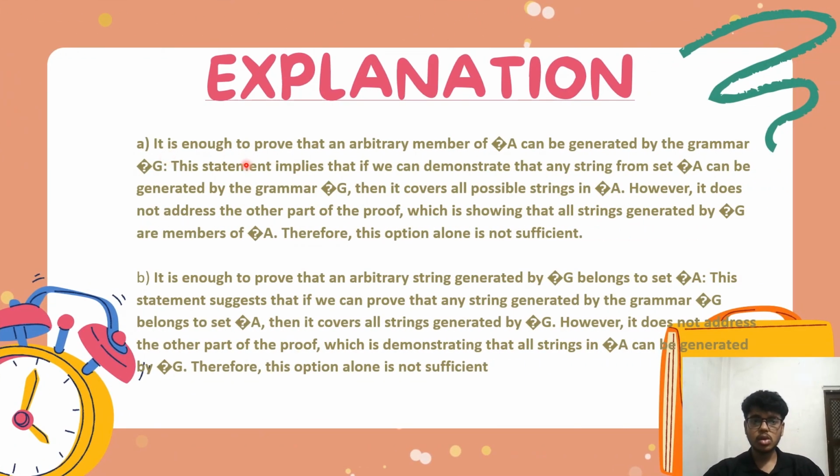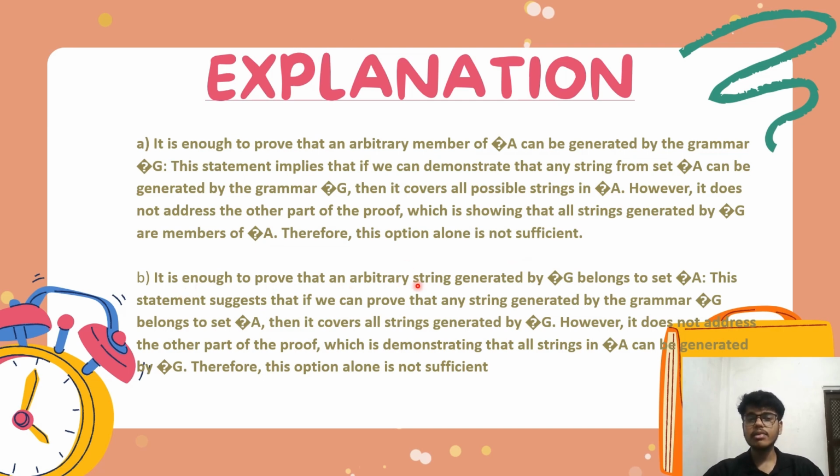So the explanation of all the options. Option A: it is enough to prove that an arbitrary member of A can be generated by the grammar G. This statement implies that if we demonstrate that any string from set A can be generated by the grammar G, then it covers all possible strings in A. However, it does not address the other part of the proof, which is showing that all strings generated by G are members of A. Therefore, this option alone is not sufficient.